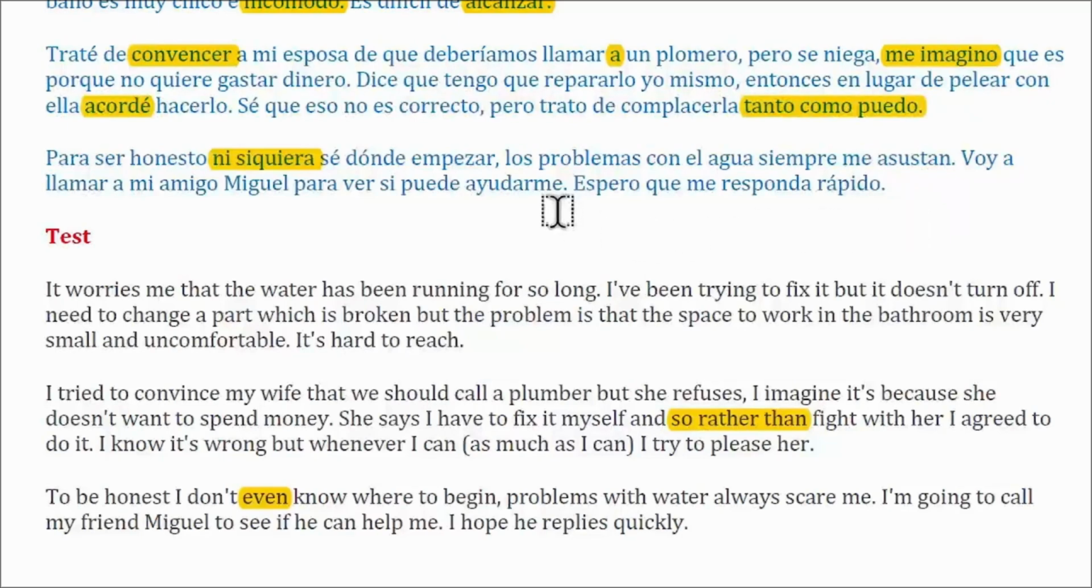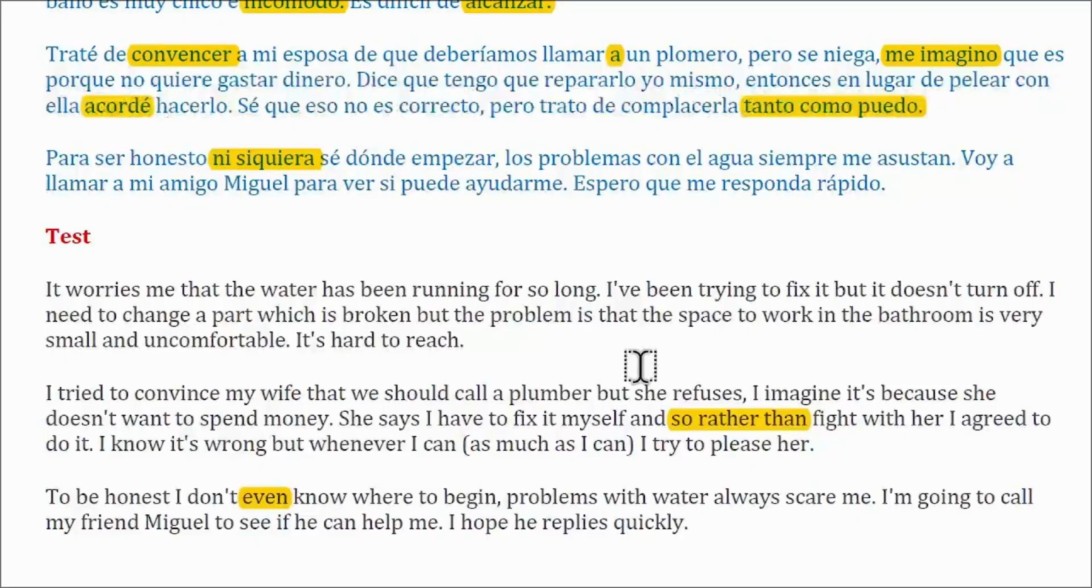So we have, again, look at these definite articles. In English, we would simply say problems with water always scare me. But in Spanish, the problems with the water always scare me. So, los problemas con el agua siempre me asustan. Voy a llamar a mi amigo Miguel para ver si puede ayudarme. So that sentence is pretty straightforward.